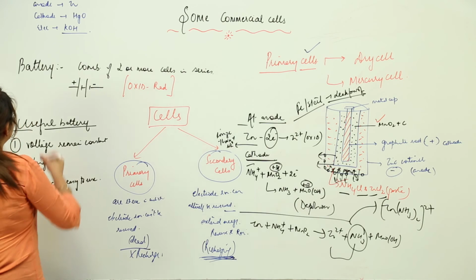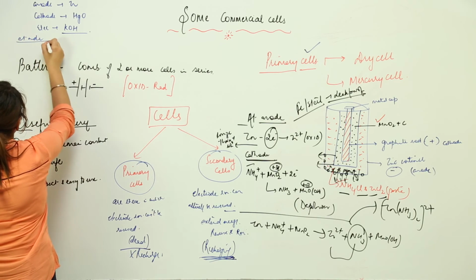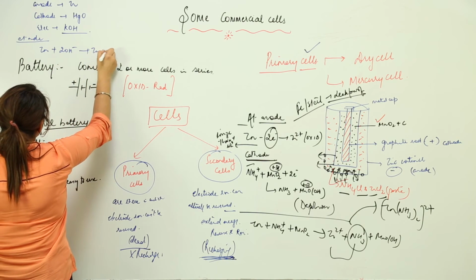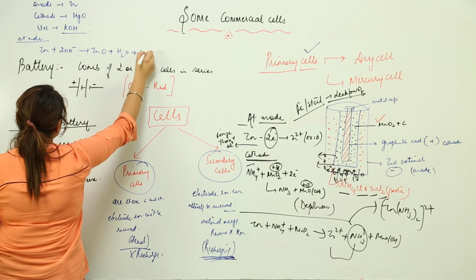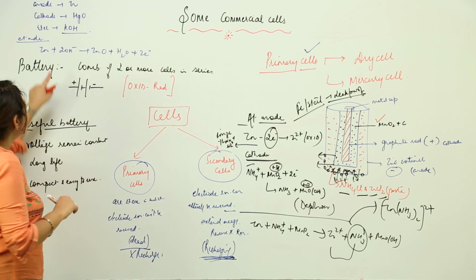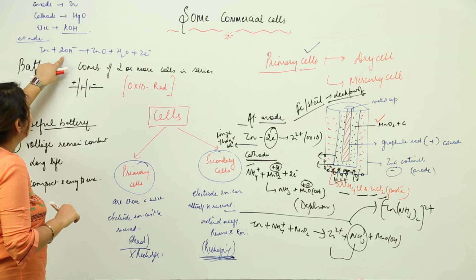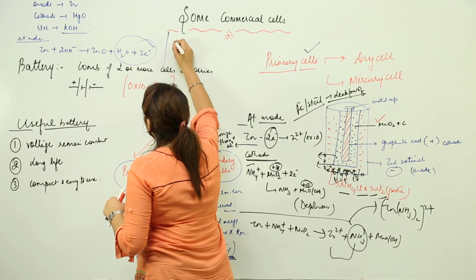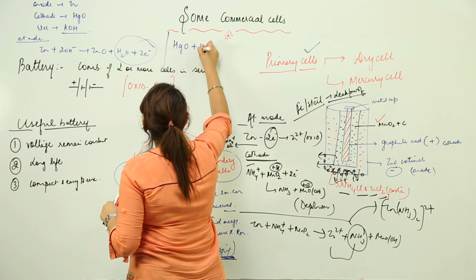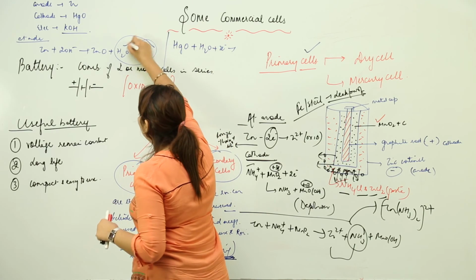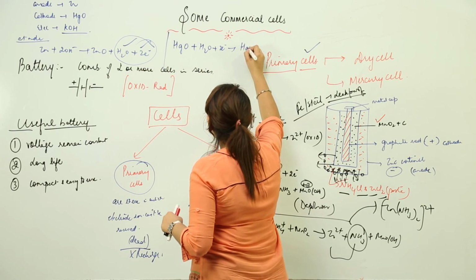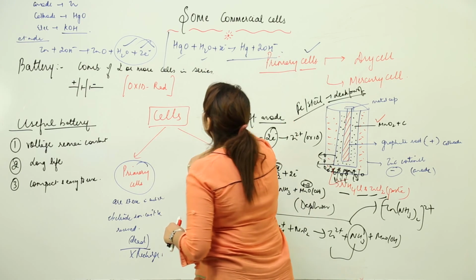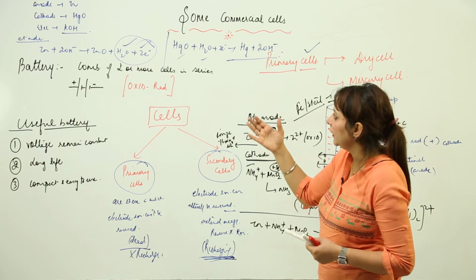So what is going to happen here? The reaction which will occur at the anode is Zn plus 2OH negative forming ZnO plus H2O plus 2 electrons. This is the reaction at the anode, and these electrons pass on to the cathode. The cathode is HgO, it combines with H2O and the 2 electrons liberated from the anode to form Hg plus 2OH negative. So this is the reaction taking place in the mercury cell.